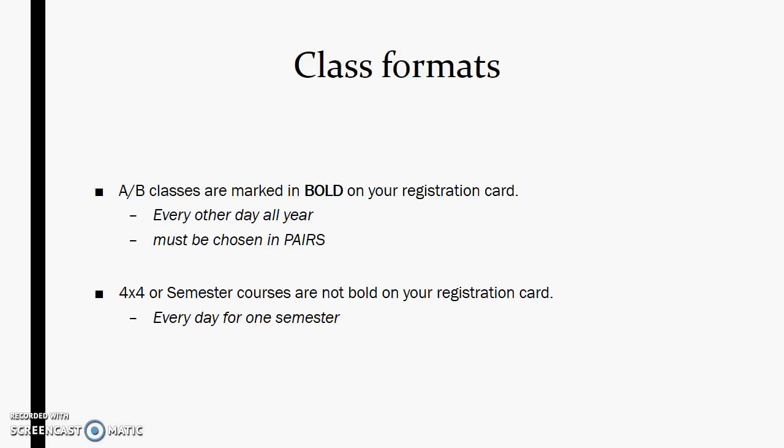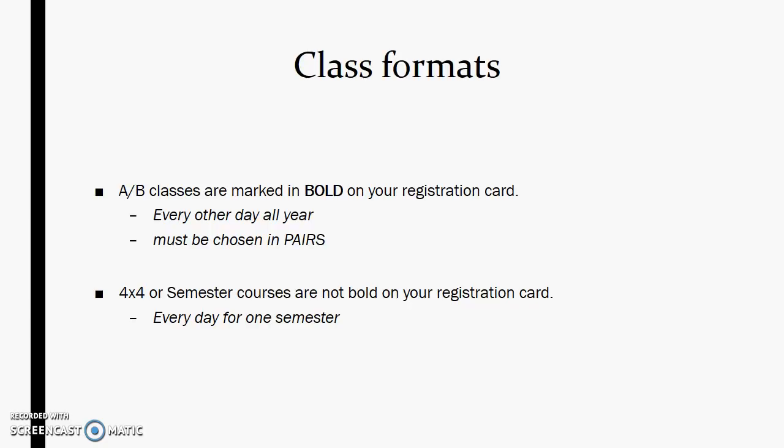If you're trying to decide which classes are A-Day, B-Day and which classes are 4x4, you can tell that by looking on your registration card and seeing which classes are typed in bold font. The classes that are in bold font are our A-Day, B-Day classes. Those classes are taught every other day for the entire school year. The 4x4 or semester classes are the ones that are in regular, not bold font on your registration card, and those classes are taught every day for one semester.